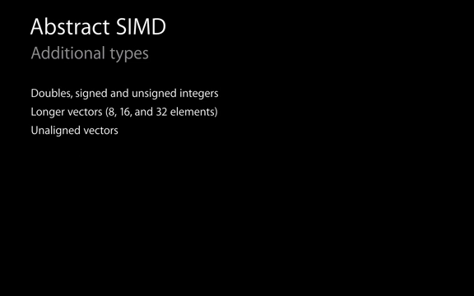So we also have lots of other types. I mentioned this at the beginning. Vector float is just a few of them. We also have vectors of doubles, vectors of signed and unsigned integers. We've got 8-bit, 16-bit, 32-bit, and 64-bit integers. We support longer vector types, 8, 16, and 32 elements. This is really useful to write just a little bit of code and have the compiler effectively unroll your loops for you. We also have unaligned vector support.